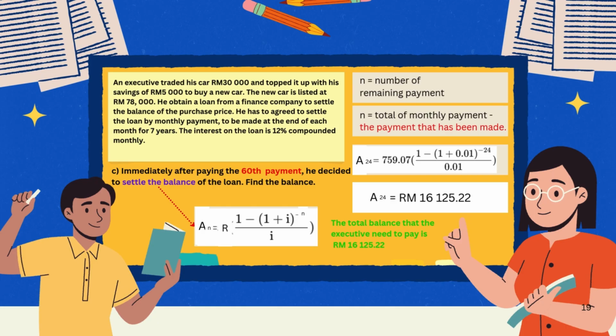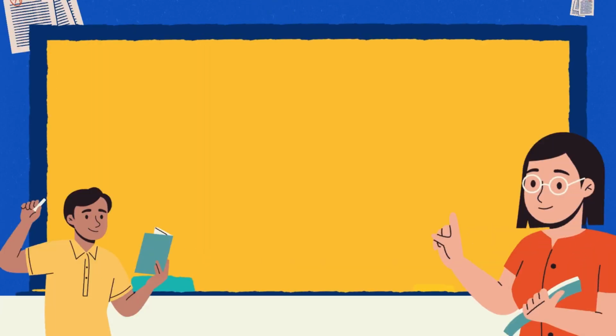So the difference is N is the number of the remaining payment. That means 84 minus 60, we will get 24. So N equal to 34. So A34 equal to 759.01 open bracket 1 minus open bracket 1 plus 0.01 close bracket negative power of negative 34 divided by 0.01. So we will get RM 60 ringgit 125 and 22 cents.